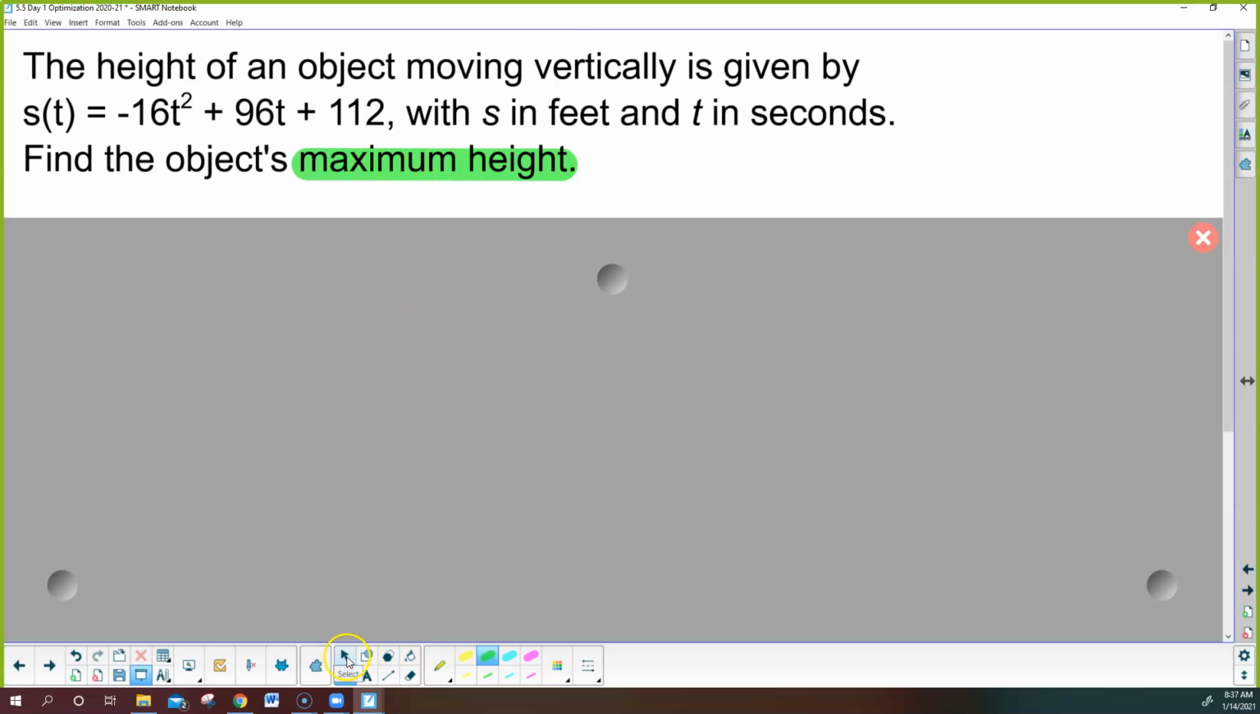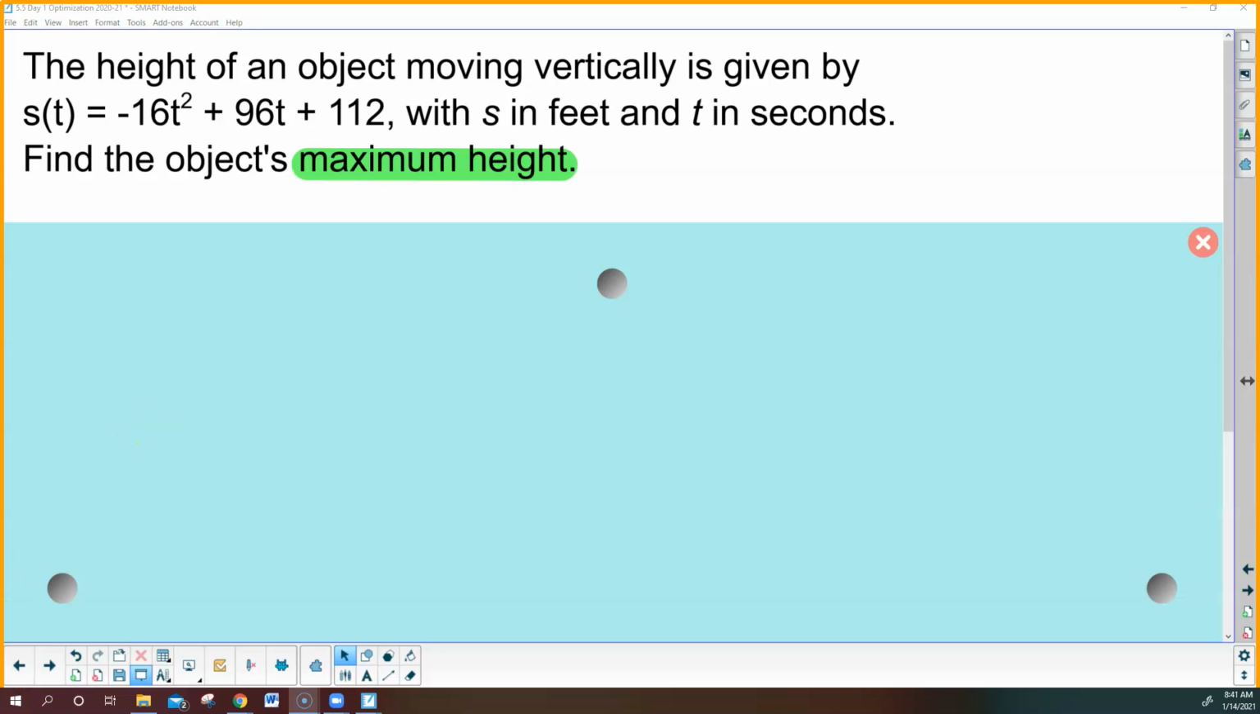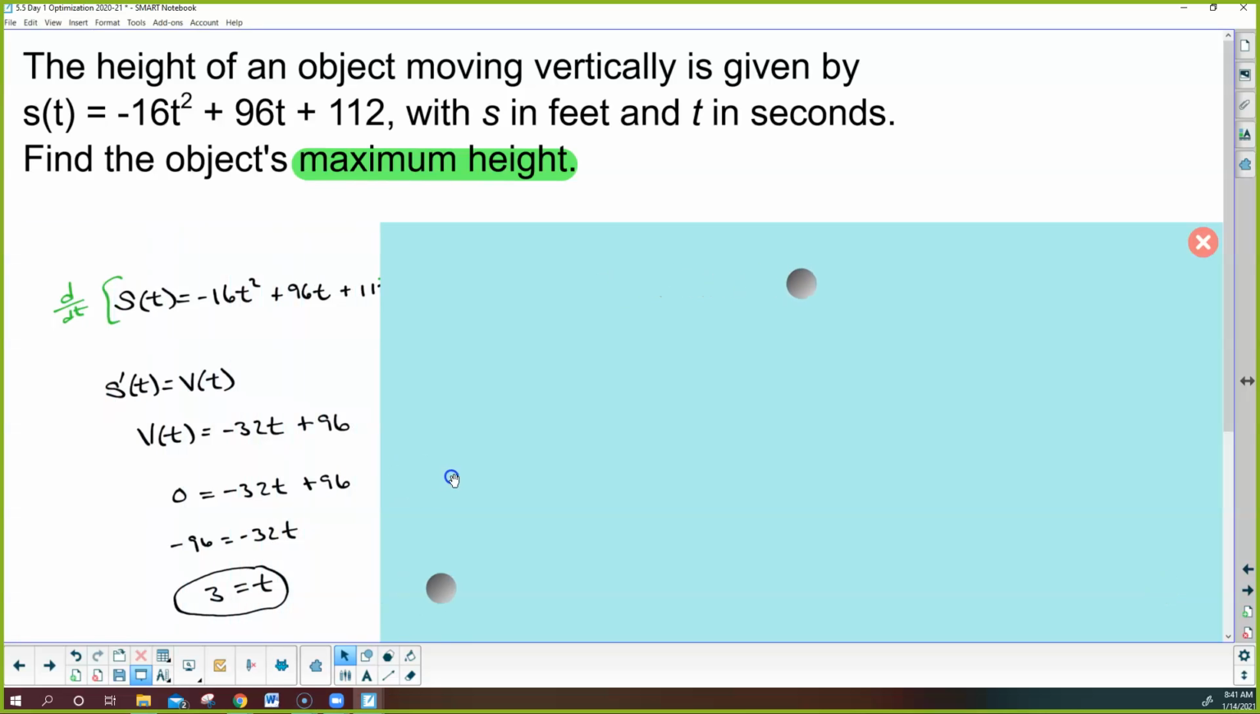Our goal is to find the object's maximum height. So right there, this is an optimization problem. And I'm going to pause the video, or I'm making a video, so I'm going to let you guys work through this one and see how far you get. Okay, let's go over this and see how far you got.